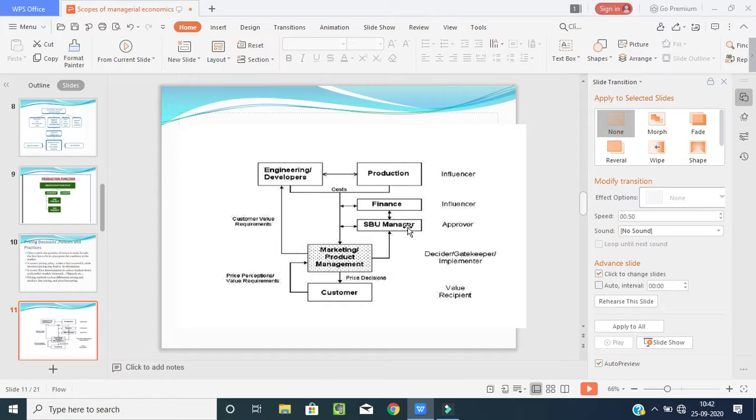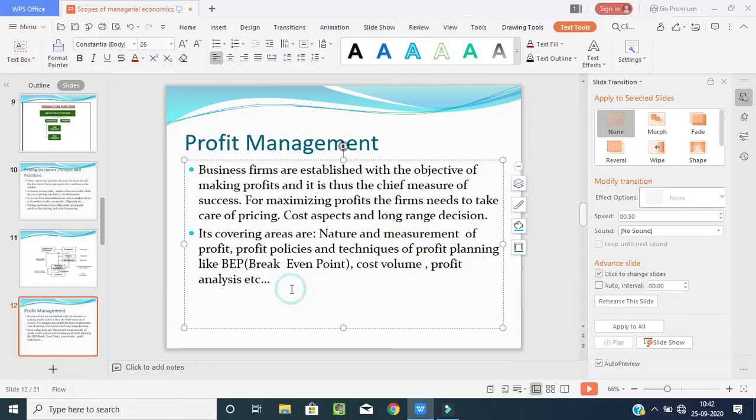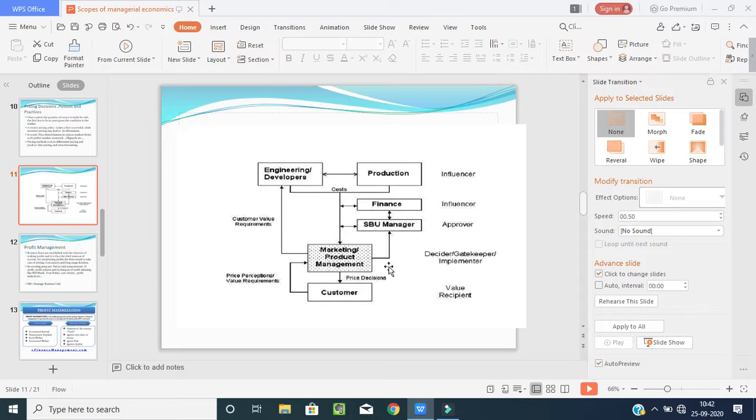What do you mean by price perception and pricing requirement? It means first you have to see SBU. SBU means what? Strategic business unit. I'll mention it here so that it will be easy for you to identify. SBU is nothing but strategic business unit.